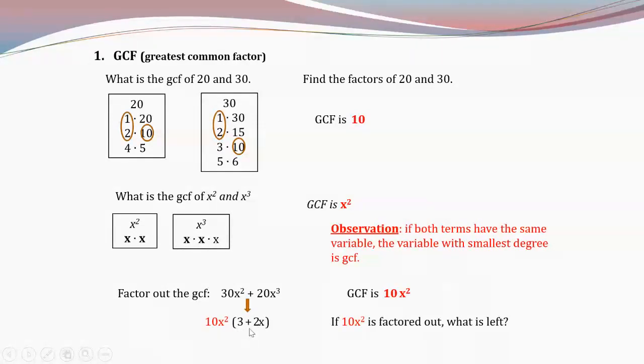So this is what's left. So yeah, if you factor out 10x squared, what's left is going to be 3 plus 2x. And that's crucial when we do it by grouping, okay? Let's do another example here.